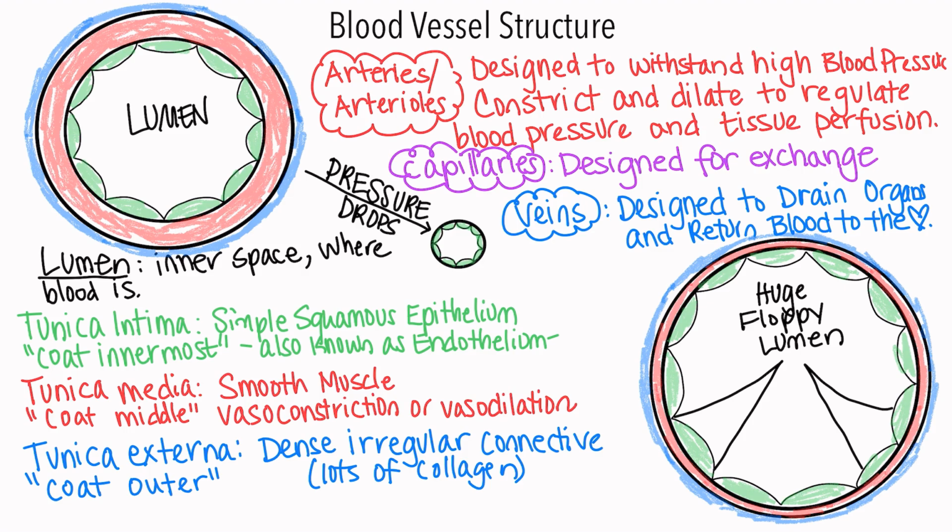Whereas it might be 120 in an artery, by the time you get to a capillary, it might only be 35, and then it's going to drop even more. And by the time you get to the very last vein, the vena cava, it might only be 1 to 2 millimeters of mercury.